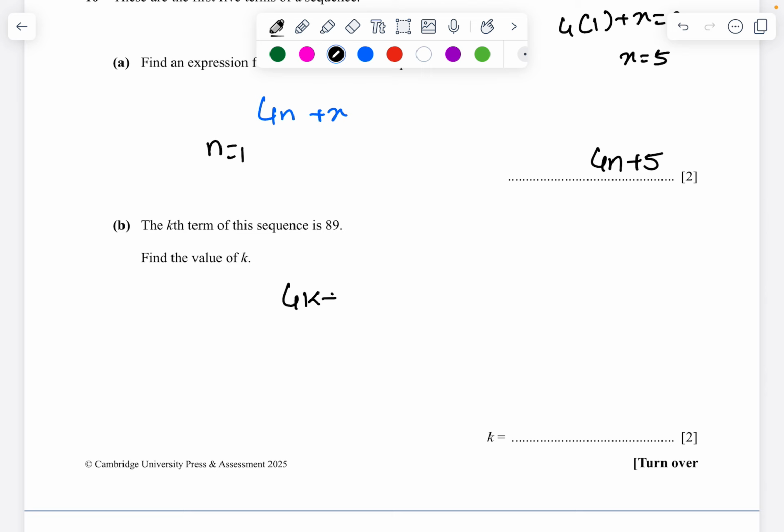4k plus 5 equals 89. So 4k equals 84. k equals 21. That's going to be the answer.